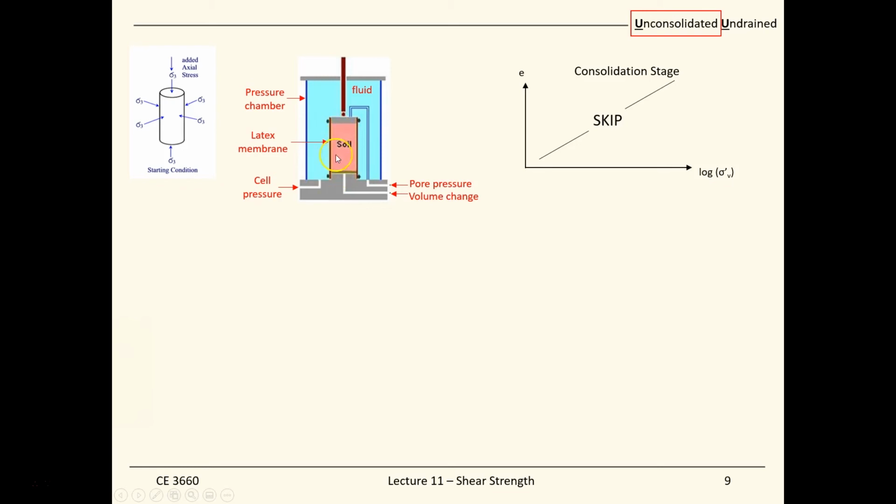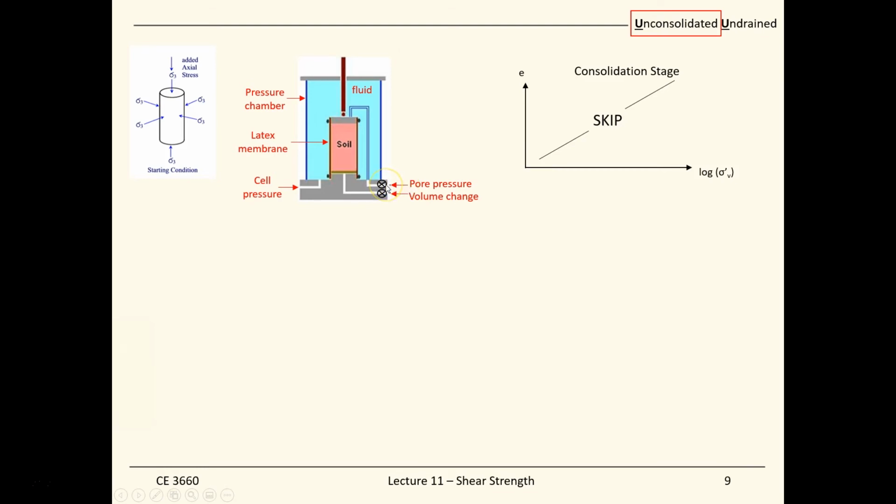There's also a piece of porous stone right there to block the soil from coming out. So when the whole thing is pressurized, the pore water trapped in the soil can only escape, but not the soil, through this channel here. And we collect the water that comes out. So this is the laboratory setup for the triaxial test.